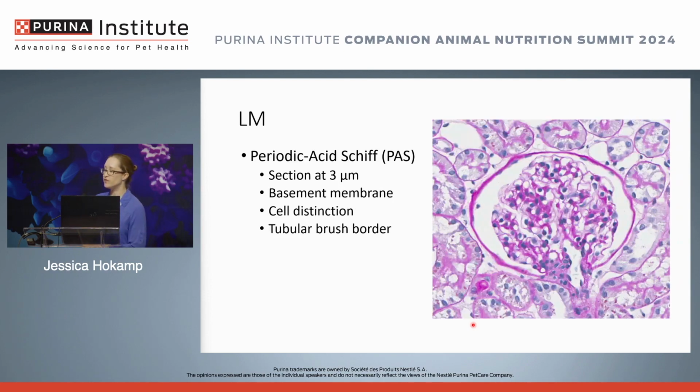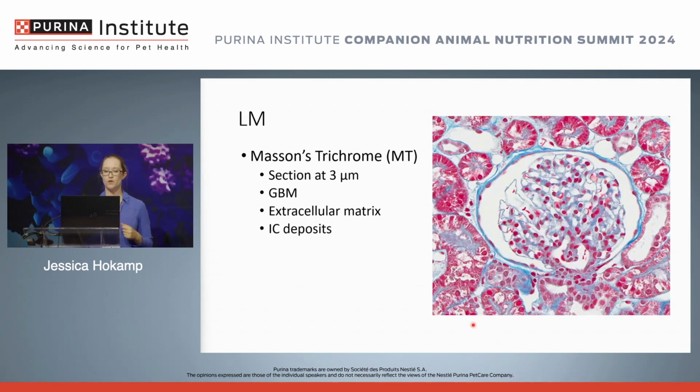Periodic acid Schiff, or PAS, is one that we commonly use that helps us distinguish the basement membrane, and distinguish between podocytes, endothelial cells, and other cells so that we know which cells are actually hypercellular or hypertrophied. And it lets us look at the tubular brush border.